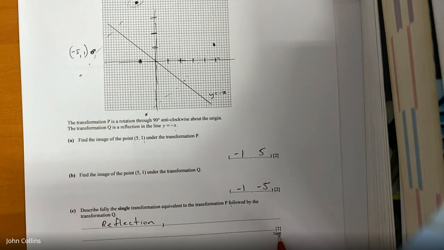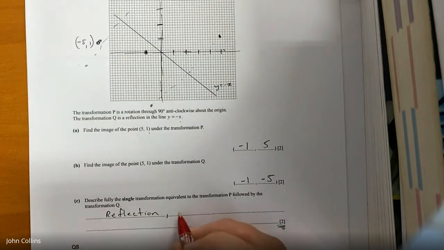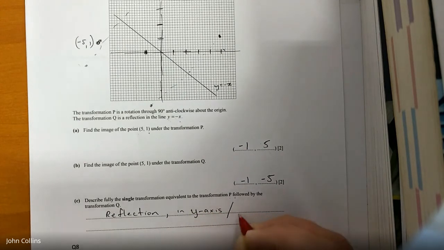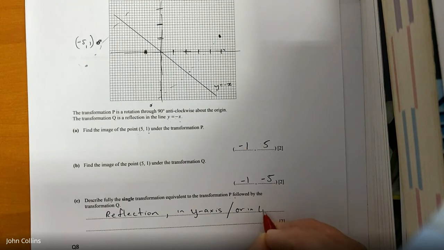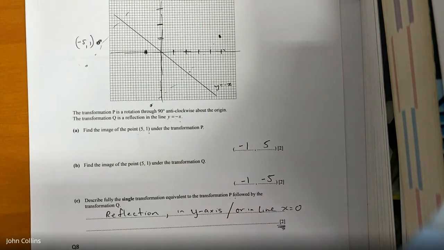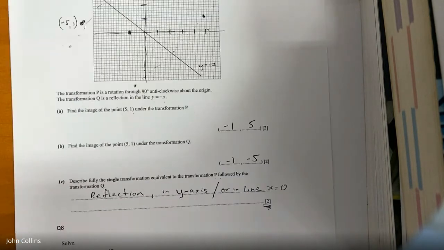And 2 marks means 2 bits of information. You can either say in the y-axis or in the line. What's the line called? X equals 0. Well, that means the same thing.